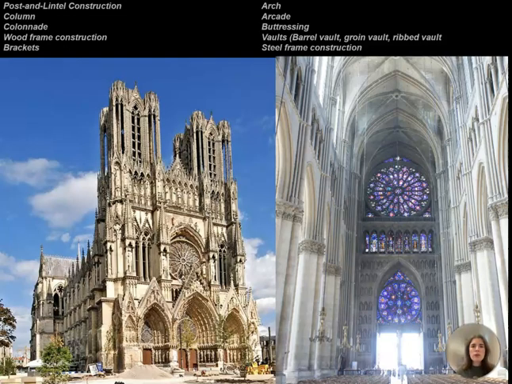So as we conclude, you're going to have an exercise where you're going to look at this Gothic cathedral and think about what are some of the terms you could apply. So in this lesson, we looked at load-bearing architecture, also post-and-lintel construction, columns, colonnade, wood frame construction, brackets, arch, arcade, buttressing, different types of vault, and steel frame construction.